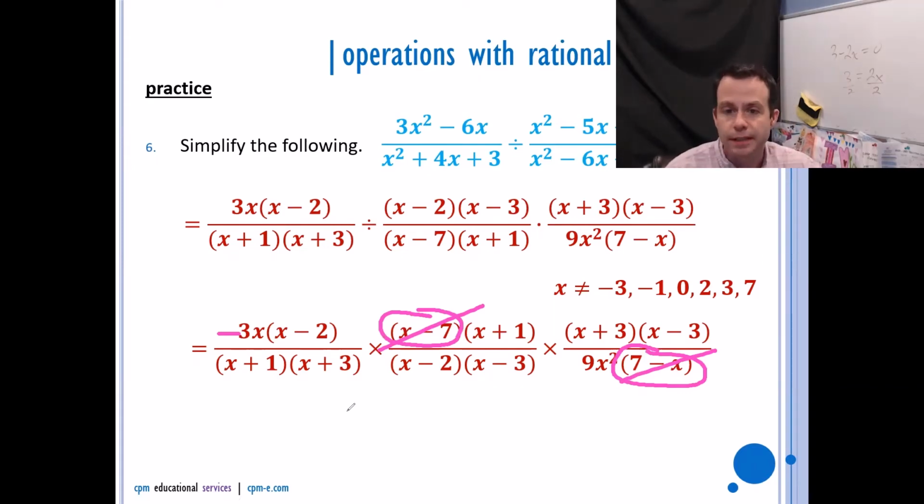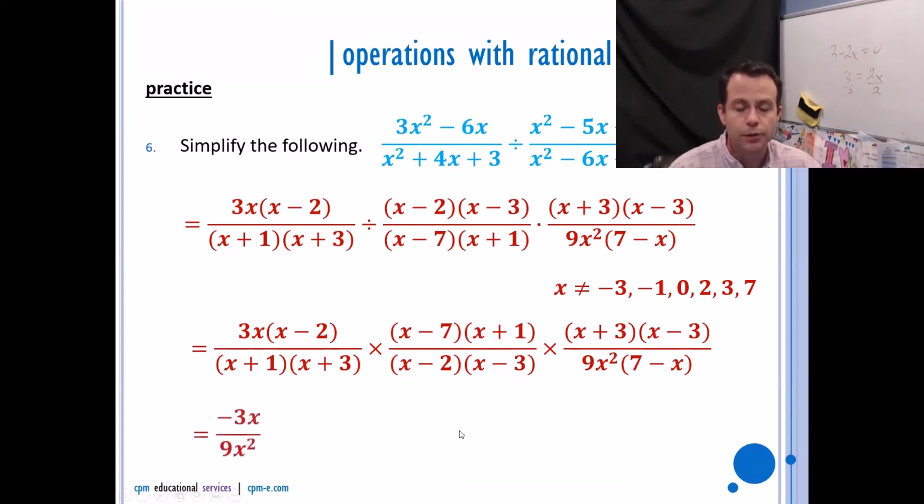Now, the rest is easier. My x plus 1s will go, my x minus 3s will go, my x plus 3s will go, my x minus 2s will go. I always call that my therapeutic canceling. It feels really good to cross all of that stuff out. So I'm left with -3x over 9x squared right now, but then that will reduce. 3 over 9 will reduce to 1 over 3, and x over x squared will reduce to just an x on the bottom. Okay. So final answer ends up being -1 over 3x.